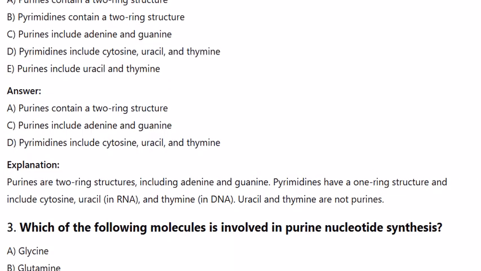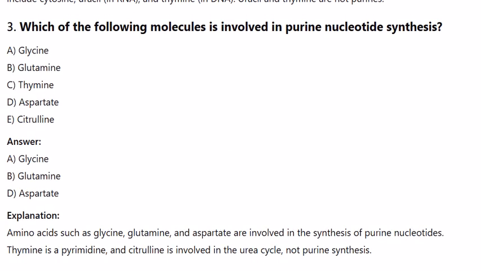3. Which of the following molecules is involved in purine nucleotide synthesis? A. Glycine, B. Glutamine, C. Thymine, D. Aspartate, E. Citrulline. Answer: A. Glycine, B. Glutamine, D. Aspartate. Explanation: amino acids such as glycine, glutamine, and aspartate are involved in the synthesis of purine nucleotides. Thymine is a pyrimidine, and citrulline is involved in the urea cycle, not purine synthesis.